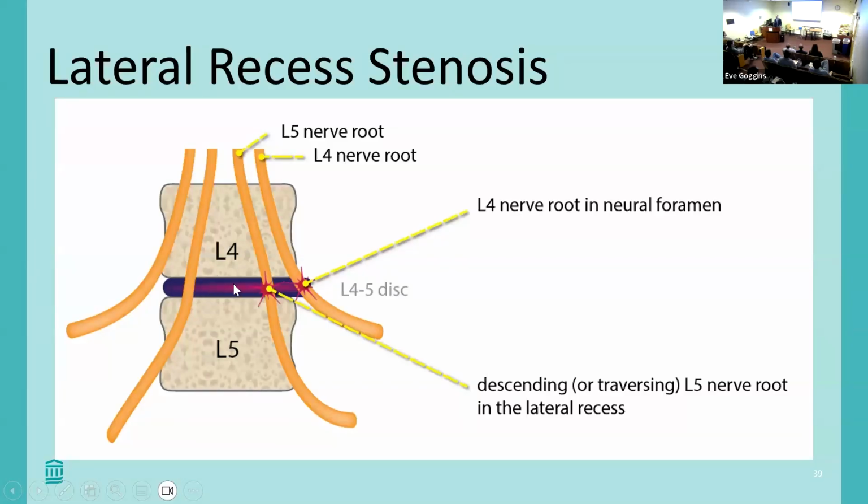So at the L4-5 level, let's say you have a protrusion. If you have a protrusion in the subarticular zone, that's going to get the descending or traversing, those words are synonymous, L5 nerve root. If you have a protrusion in the foraminal zone or some other cause of foraminal stenosis, that's going to get the exiting L4 nerve root. So you have exiting and traversing. Traversing equals descending.